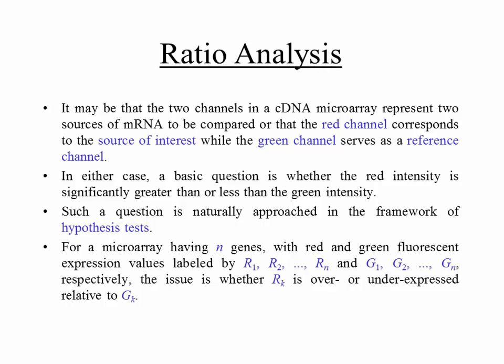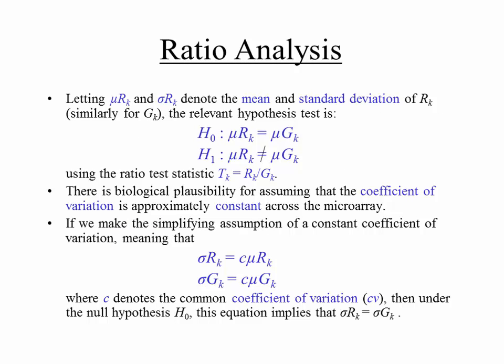So for a microarray having n genes with red and green fluorescent expression values labeled by R1 through Rn and G1 through Gn respectively, the issue is whether Rk is over or underexpressed relative to Gk, right? Because you want to know the activity of the kth gene. That's what you're really after. So now we'll get into the math.